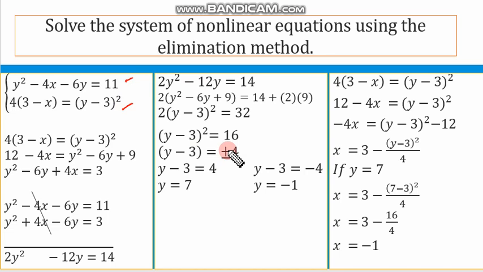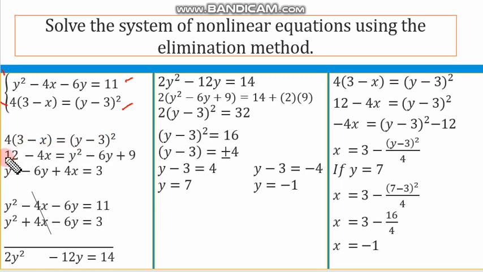So to eliminate one of the variables here, the equations need to have the same format. So it's either we convert one of them to a standard equation or we convert one of them to general equation. For this method, we will convert this to its general form of equation. So we leave the first equation, and the second equation is the one we convert to general form. So, 4 times 3 minus x is equal to y minus 3 squared.